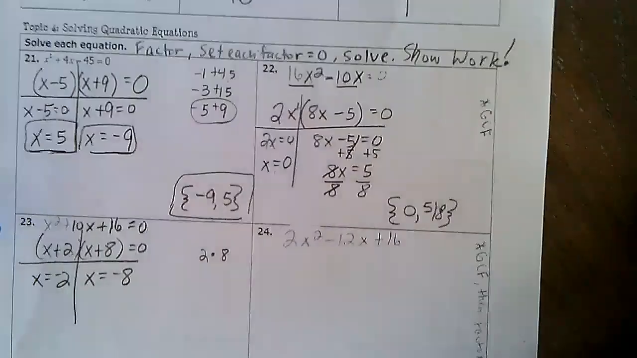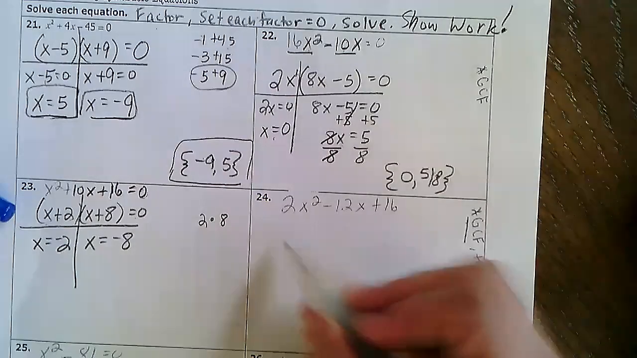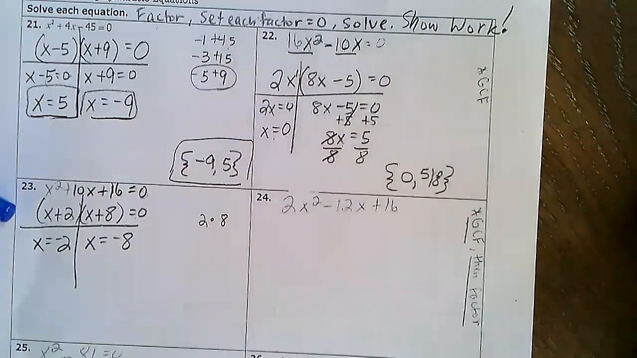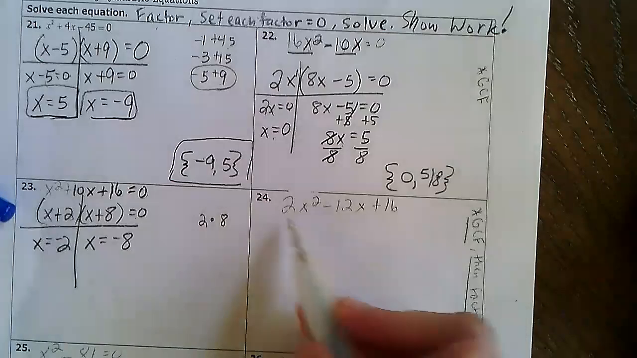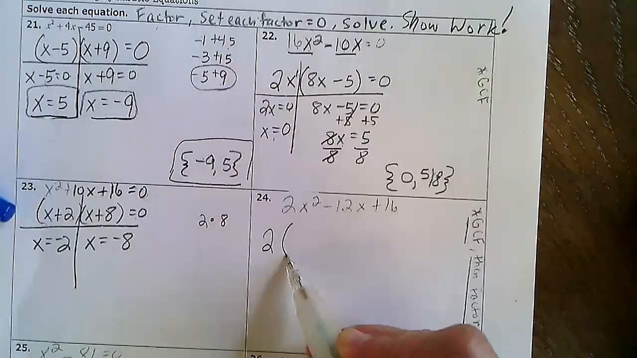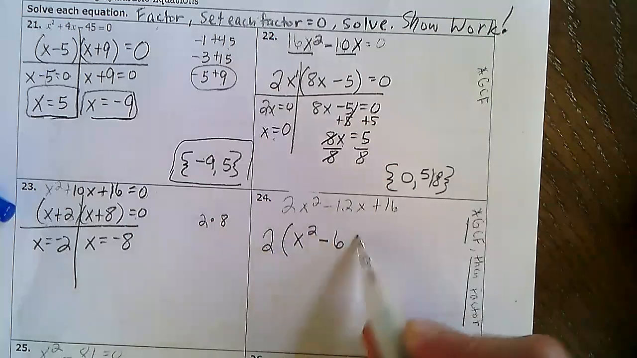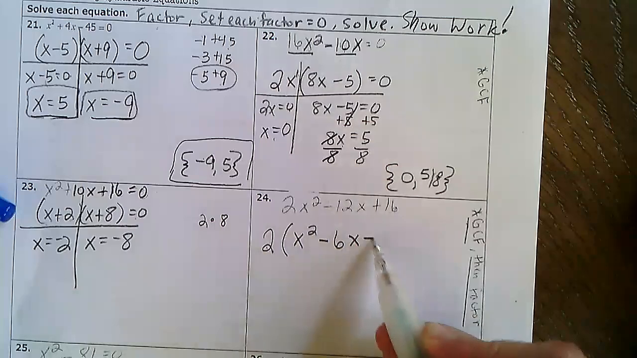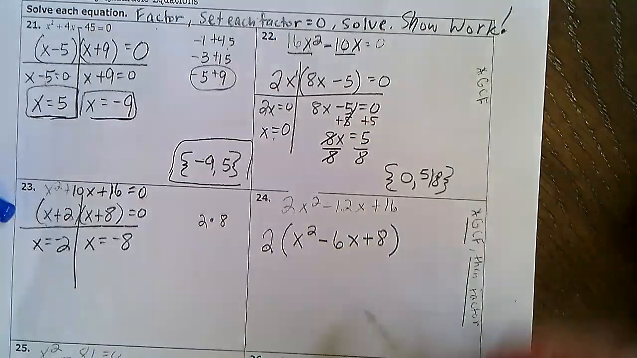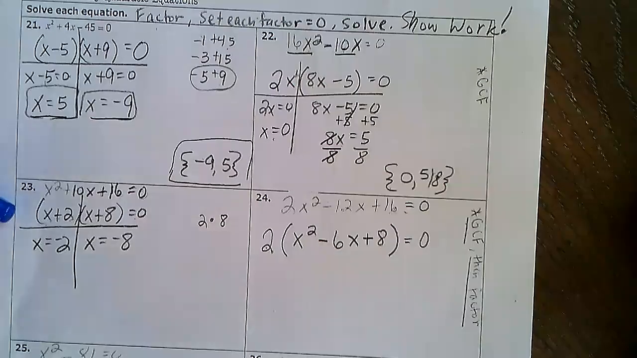All right, number 24, I put you a little hint over here on the side. You're going to first take out the greatest common factor and then factor it like normal. So take out your 2, because 2 is the greatest common factor, and that will give you x squared minus 12 divided by 2 is 6, 16 divided by 2 is 8. I forgot to put the equal 0 part on that one, so add that.